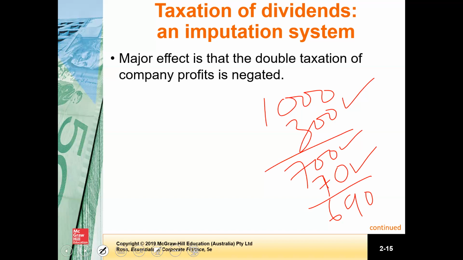And this double taxation was removed in Australia in 1987 by introducing a new tax system, which is called the imputation tax system.